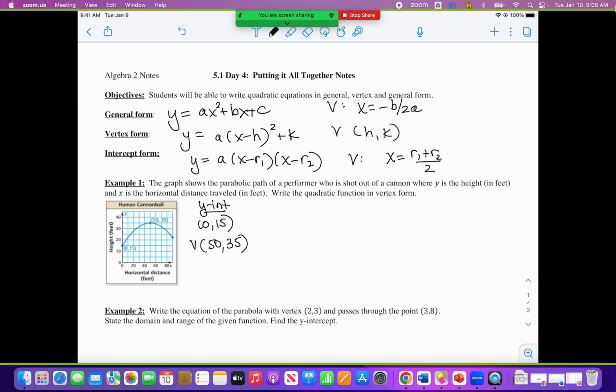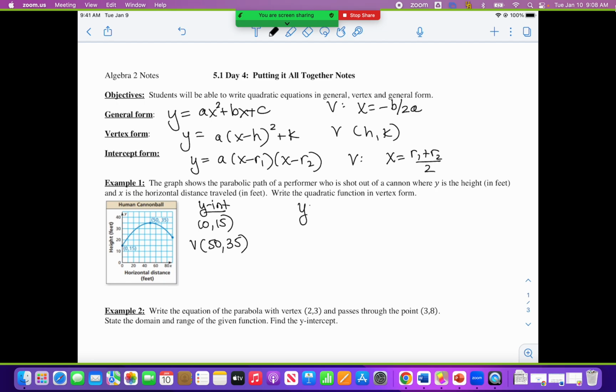No. If I don't have the x-intercepts, I'm definitely not going to use intercept form. If I have the vertex, I typically want to use vertex form. The exception is if I know the x-intercepts. If I know the x-intercepts, I'm going to go with intercept form.